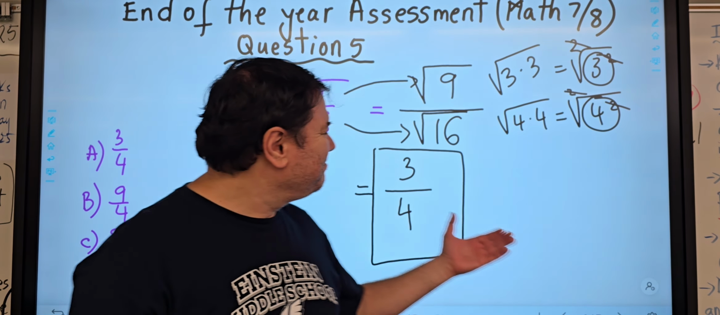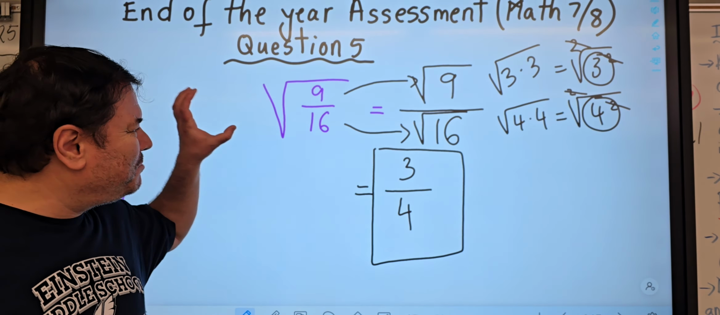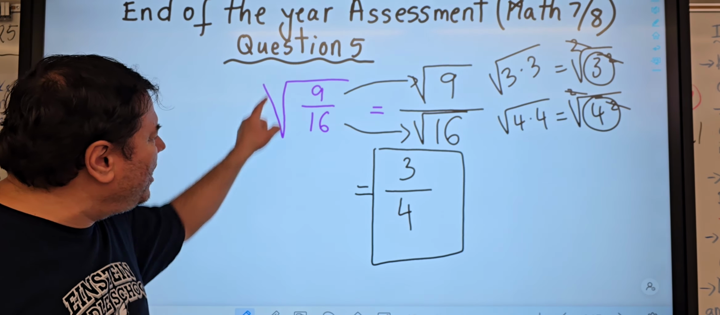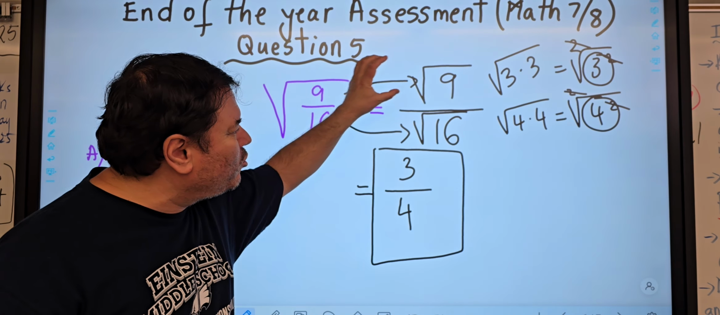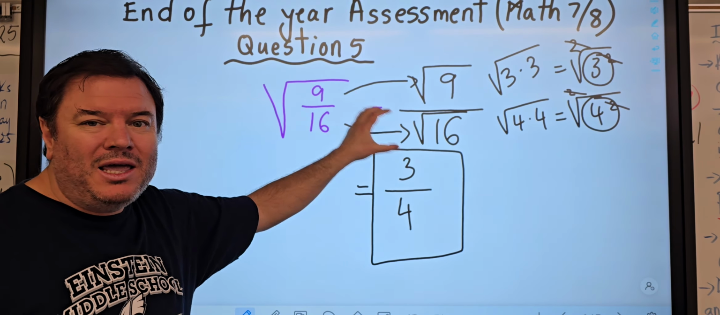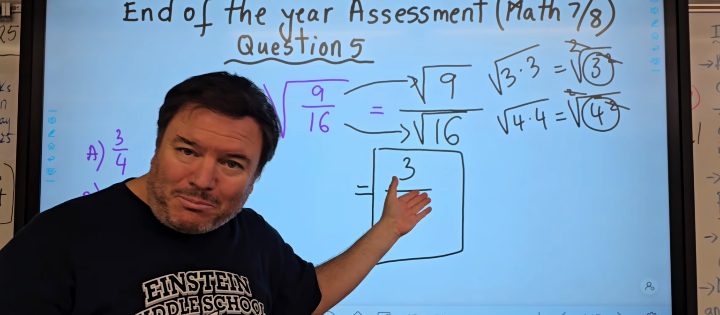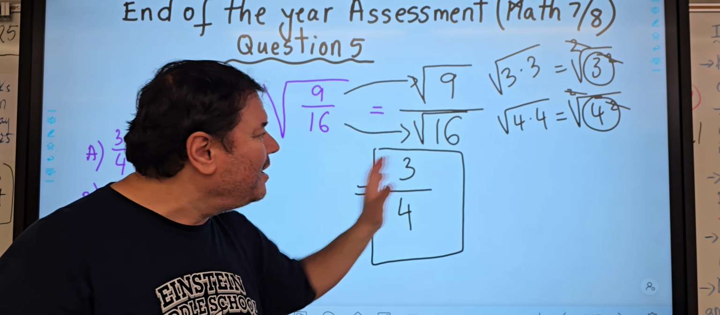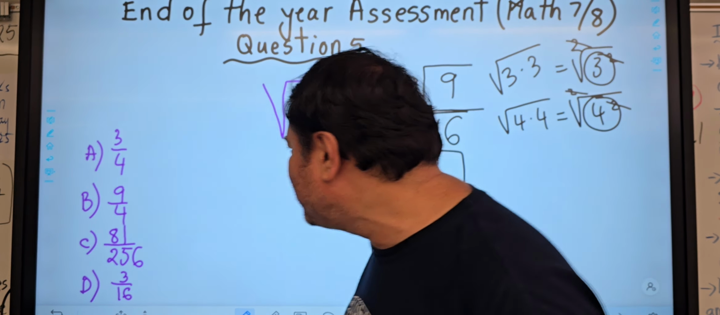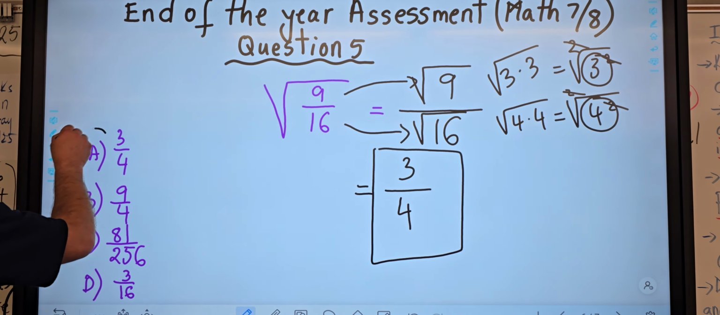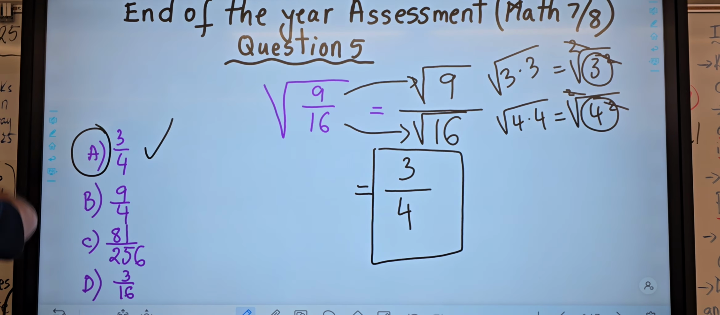See that? Not too complicated. Just please remember that if we have a big square root of two numbers, we can separately take the square root of the top number divided by the square root of the bottom number, right? We do that first, and then we get to the answer. So the answer is actually A, 3 over 4.